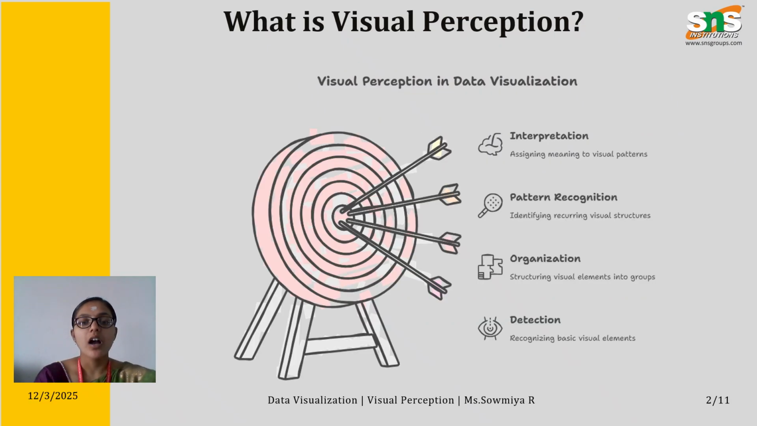Now, let's see what visual perception is. Visual perception refers to how our eyes and brain work together to understand visual information. The moment we look at a chart or dashboard, our brain automatically tries to identify patterns, detect shapes, compare sizes, and interpret colors. Visual perception is not just about seeing, it's about making sense of what we see. In data visualization, this means that the way we design visuals must match how people naturally perceive and process the information.